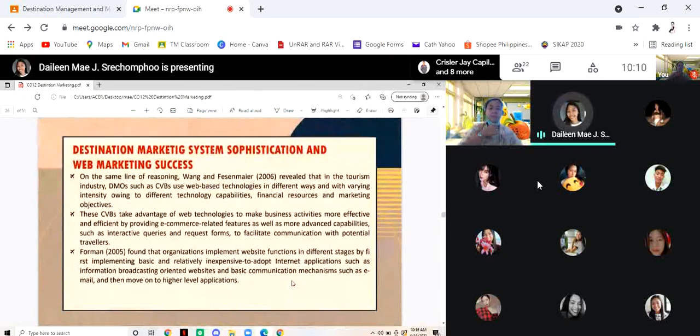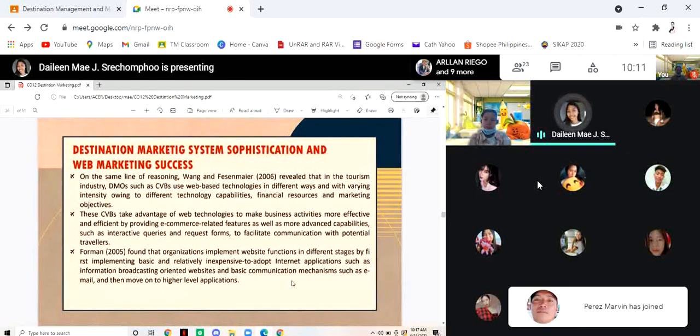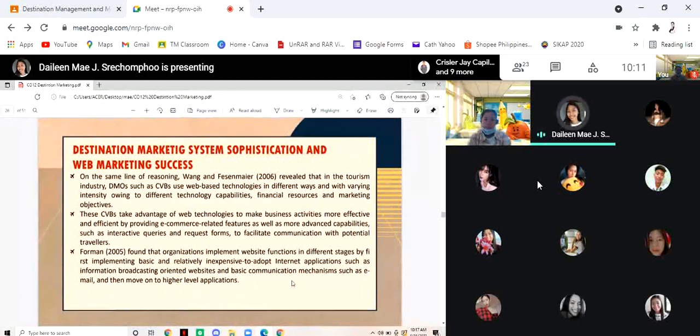Tapos, on the same line of reasoning, Wang and Fessenmeyer revealed that in the tourism industry, DMOs such as CVBs use web-based technologies in different ways with varying intensity owing to different technology capabilities, financial resources, and marketing objectives. These CVBs take advantage of web technologies to make business activities more effective and efficient by providing e-commerce related features as well as more advanced capabilities such as interactive queries and request forms to facilitate communication with potential travelers.